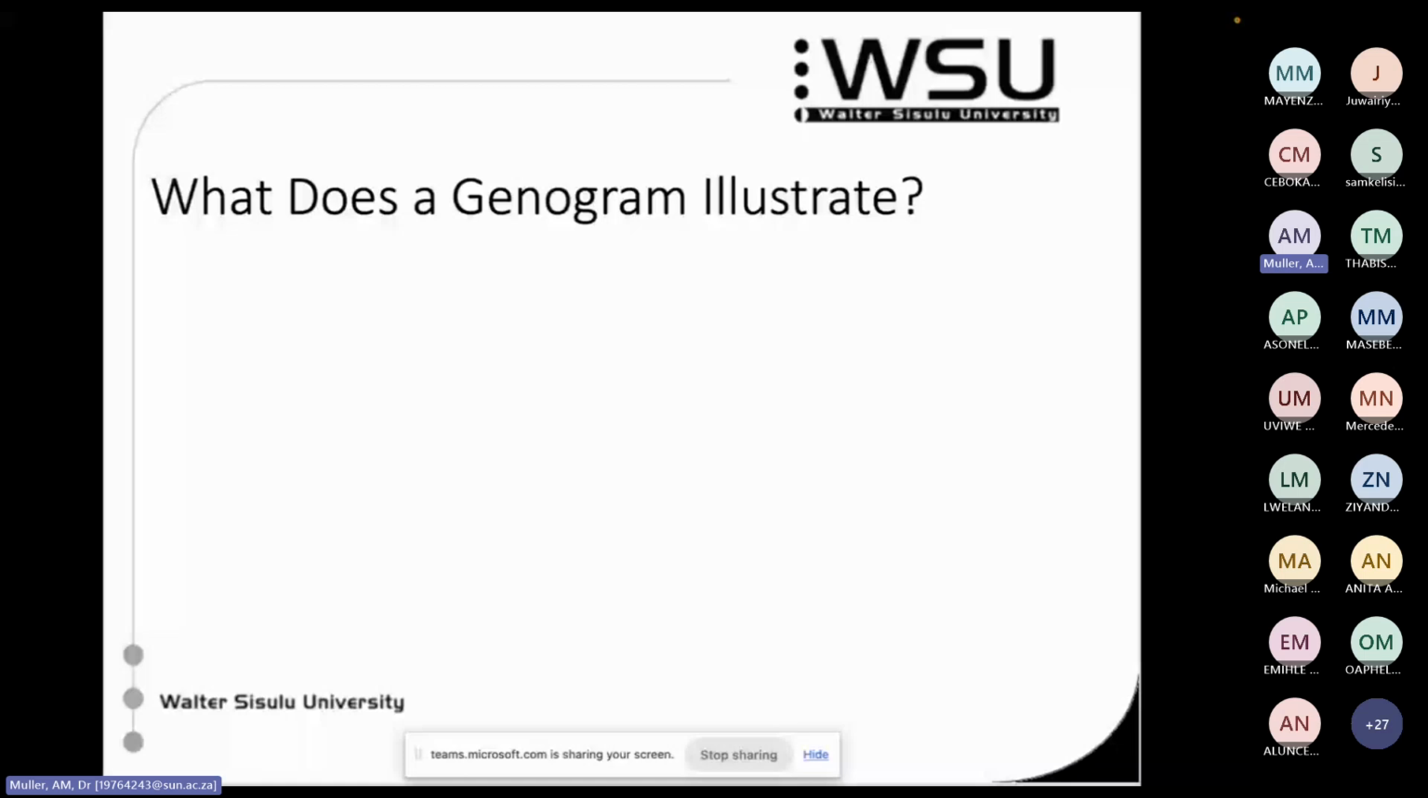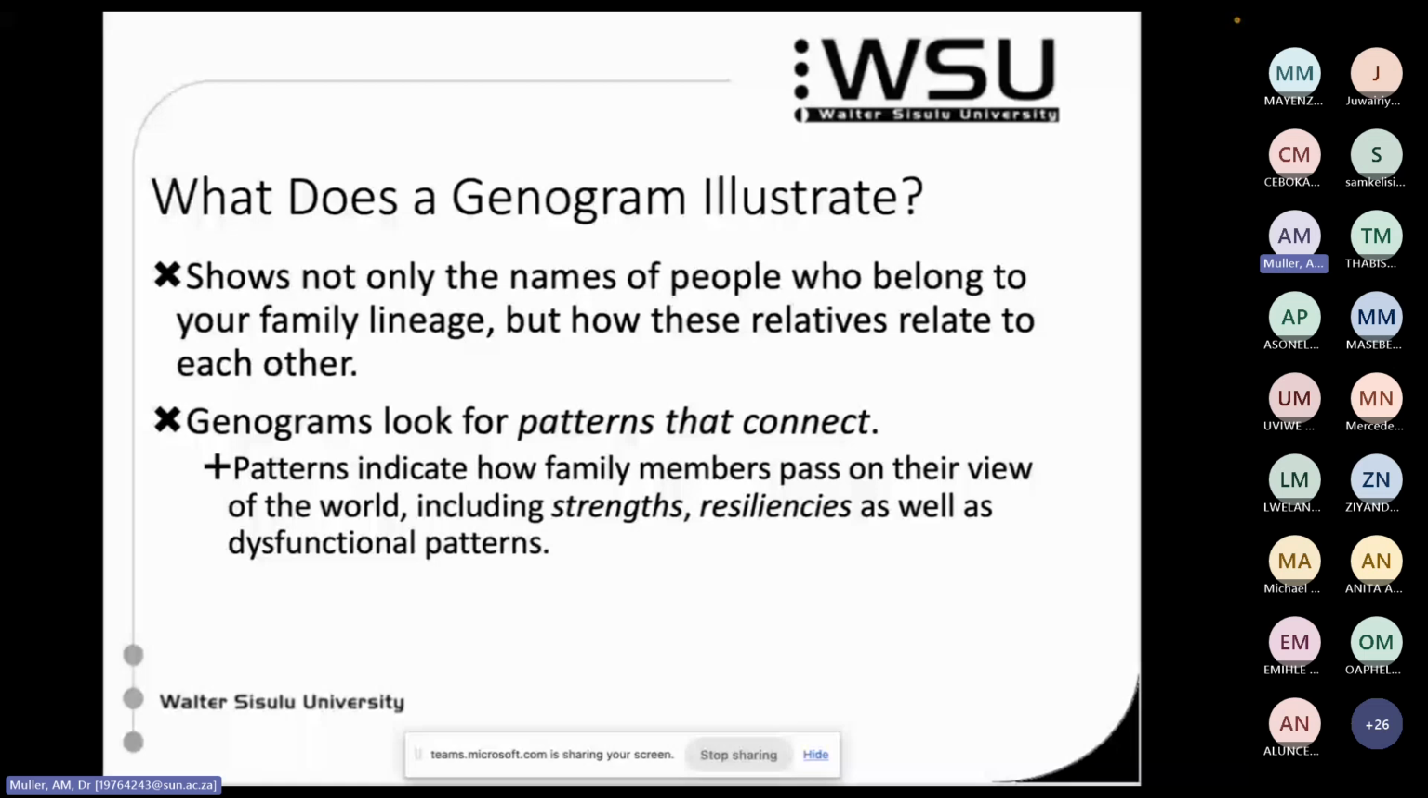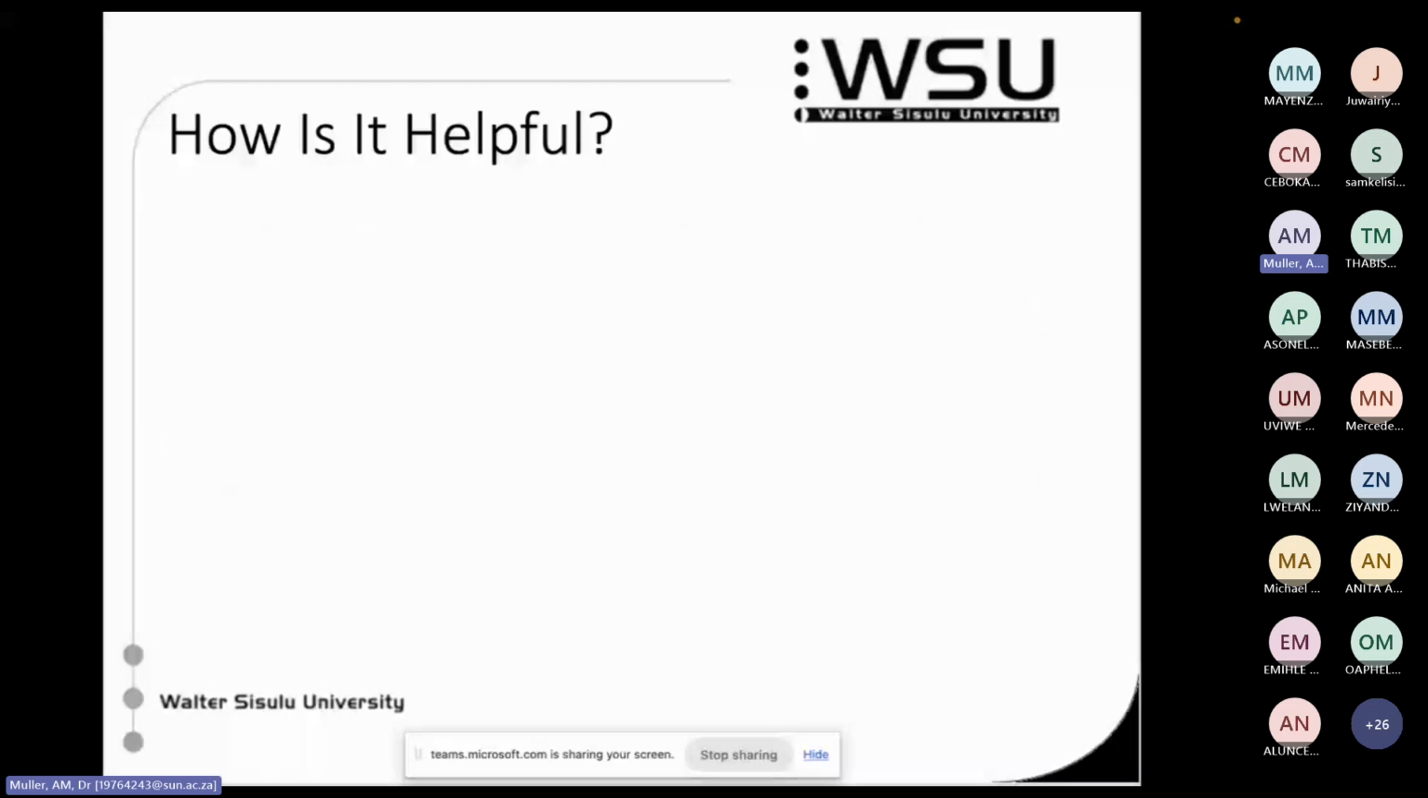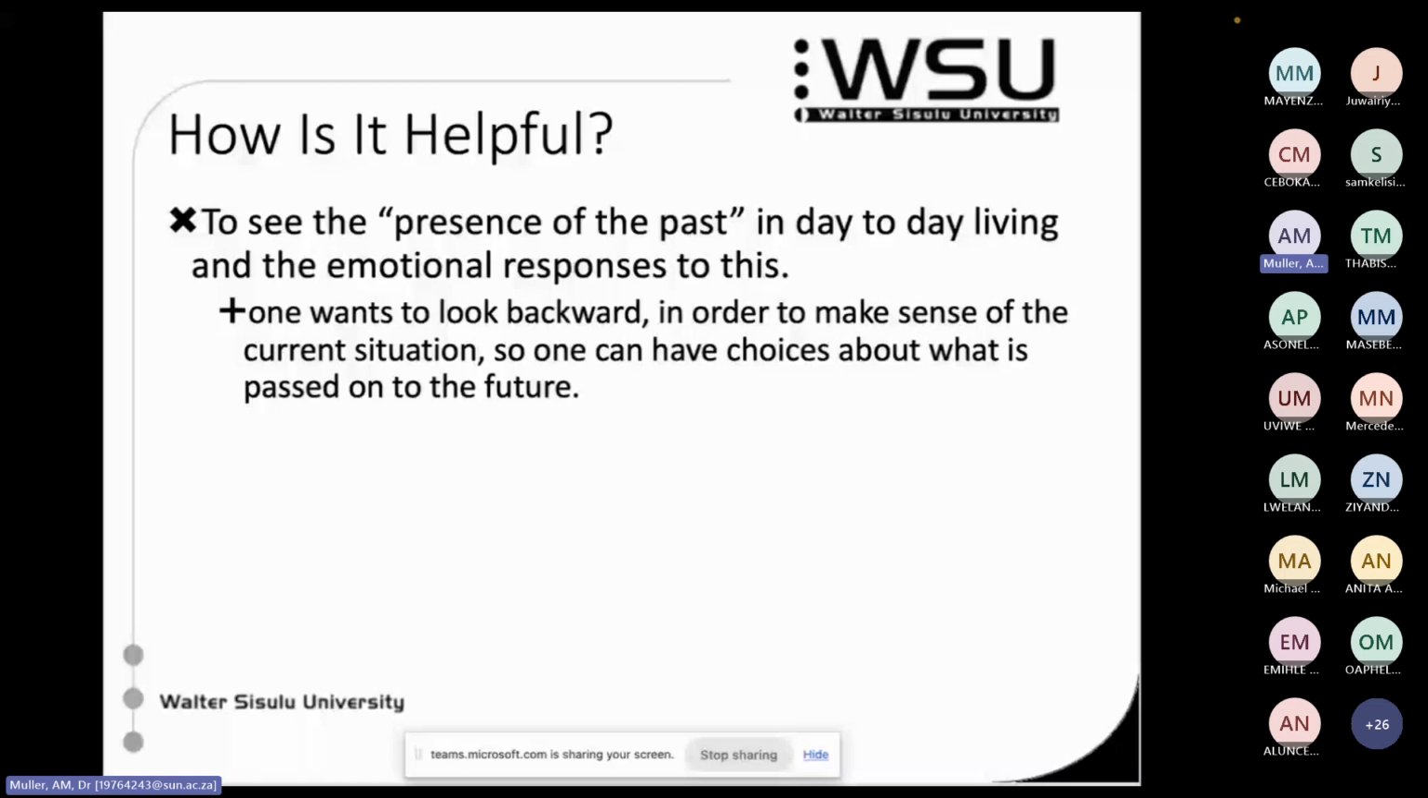So the genogram is not only going to show the names of people, but also how they relate to each other, but you do want to start looking for patterns. The kind of patterns we want to look for are the strengths and resiliences as well as the dysfunctional patterns. So for example, if you've got a patient who has HIV and you're going to look at things like adherence, you want to be able to identify who the people in that family are that could be potential treatment supporters. Also, being able to look at where somebody comes from helps us to understand a little bit where they are at now.